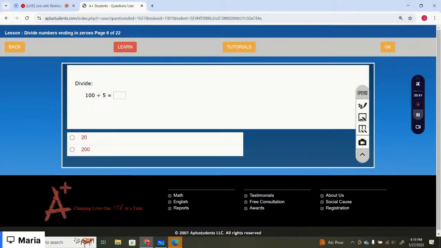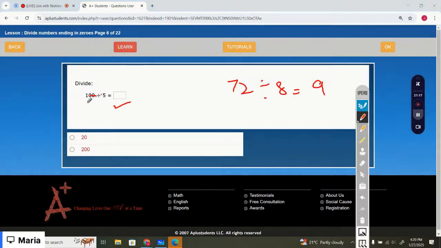100 divided by 5, which is the correct option? You cannot divide 1 by 5, right? So you need to make it 10.